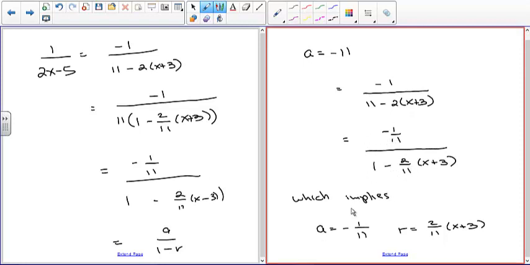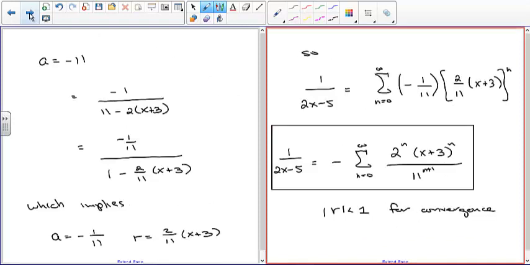So what that does is implies that a is -1/11 and r is 2/11 times x plus 3. So now you can just go back and plug that into the relationship where we've got a over 1 minus r is equal to the summation from n equals 0 to infinity of a, which is -1/11, times r, which is 2/11 times x plus 3 raised to the n power. And you can take this out and combine this term with this term, and you'll get 2 to the n.